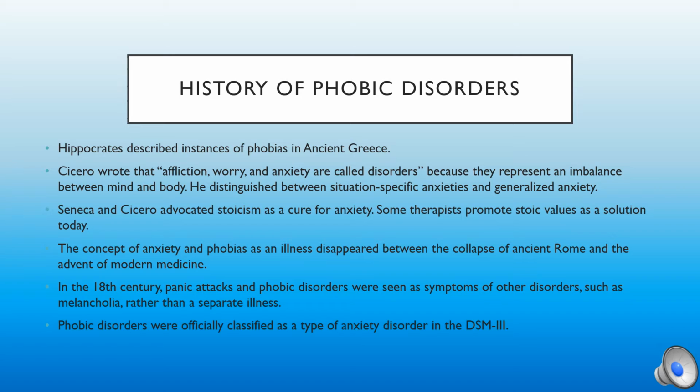The concept of anxiety and phobias as an illness disappeared between the collapse of ancient Rome and the advent of modern medicine. In the 18th century, panic attacks and phobic disorders were seen as symptoms of other disorders, such as melancholia, rather than a separate illness. Phobic disorders were officially classified as a type of anxiety disorder in the DSM-3.